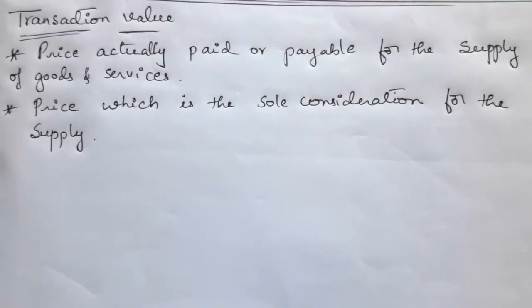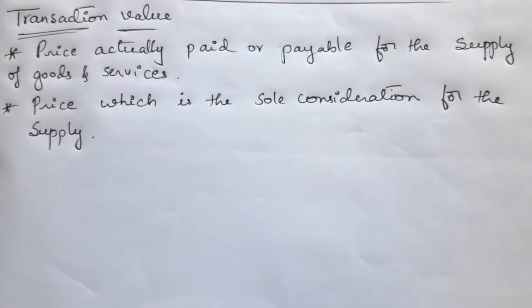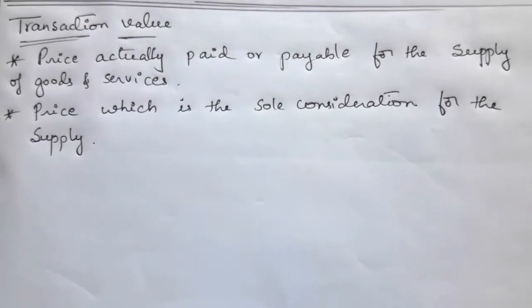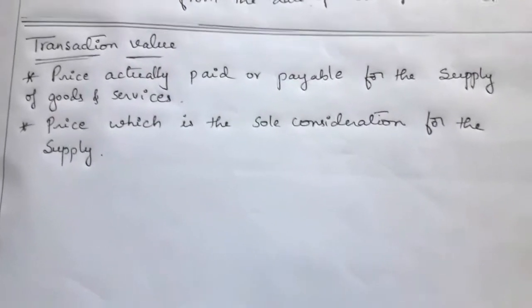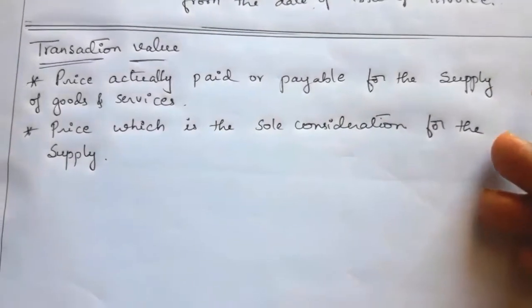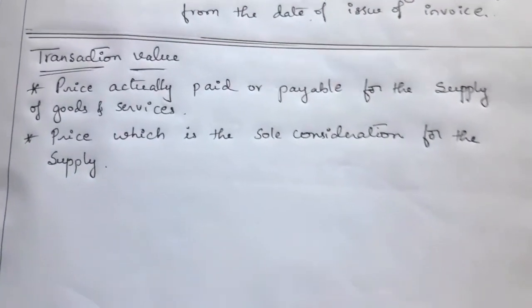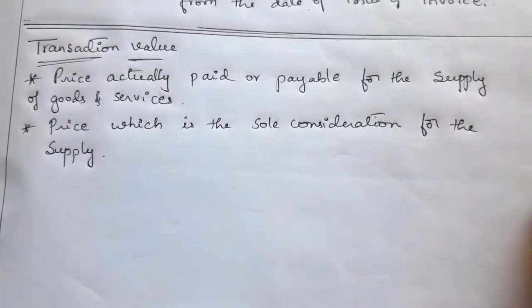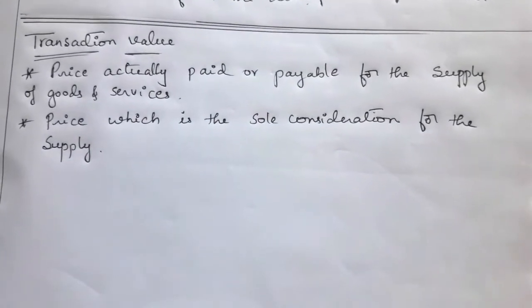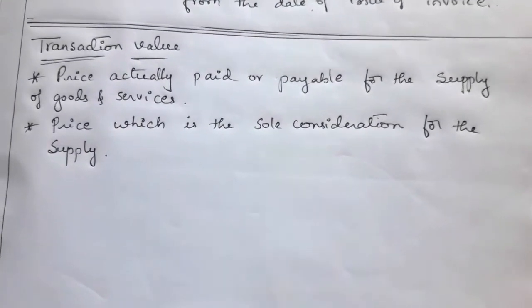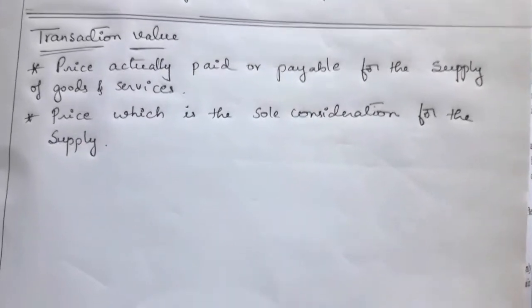Hello students, today we are going to learn about the transaction value in the GST. Transaction value is nothing but the price or value which is actually paid or payable for a particular supply of goods and services. It is nothing but the price or value we are going to pay for a supply of goods and services. So that is nothing but transaction value in the GST.